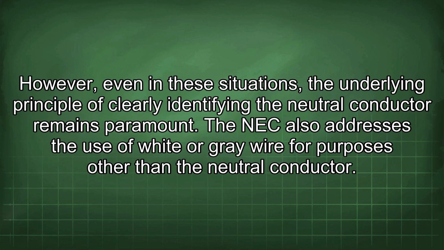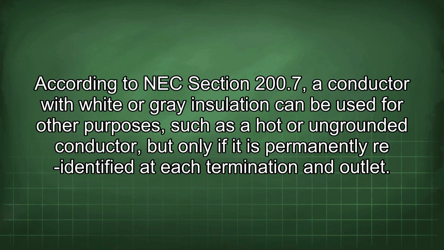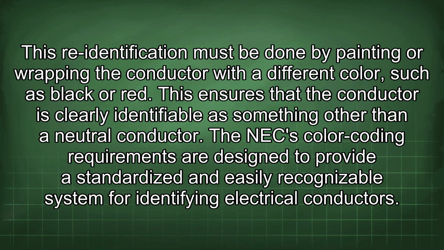The NEC also addresses the use of white or gray wire for purposes other than the neutral conductor. According to NEC section 200.7, a conductor with white or gray insulation can be used for other purposes, such as a hot or ungrounded conductor, but only if it is permanently re-identified at each termination and outlet. This re-identification must be done by painting or wrapping the conductor with a different color, such as black or red. This ensures that the conductor is clearly identifiable as something other than a neutral conductor.